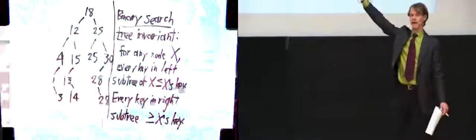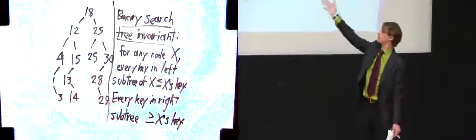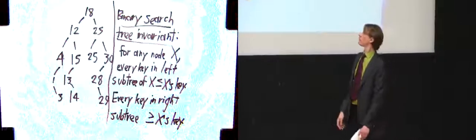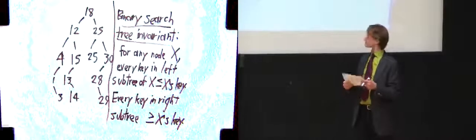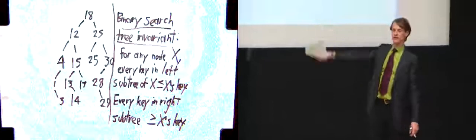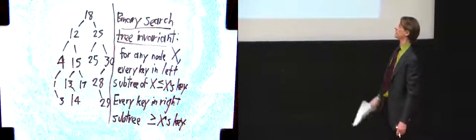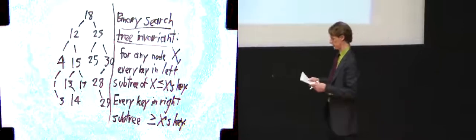So here again, if you look at 18, the left subtree contains numbers 1 through 15 in this case. I forgot a 17. Here we go. Let me add one more thing to this tree for later. So on the left side of the 18, we have a subtree with keys 1 through 17. And on the right-hand side, we have keys 25 through 30.